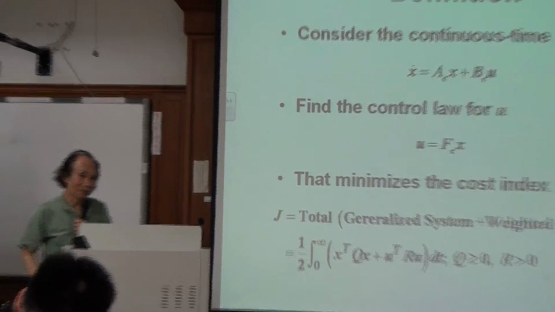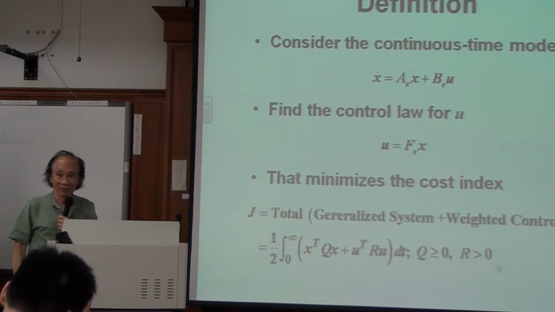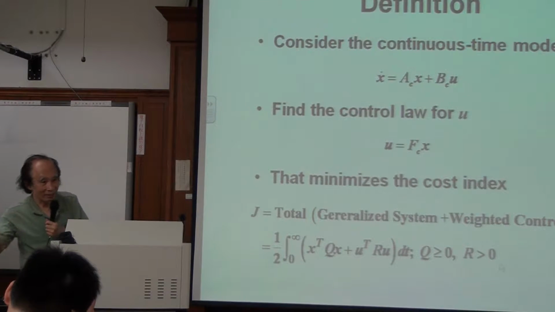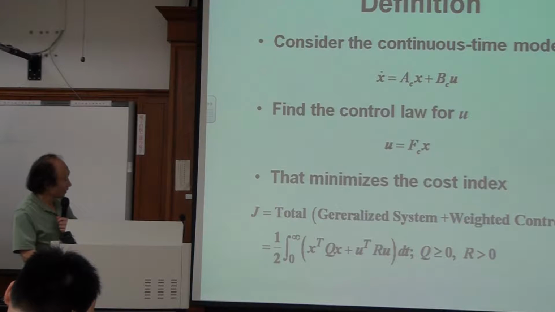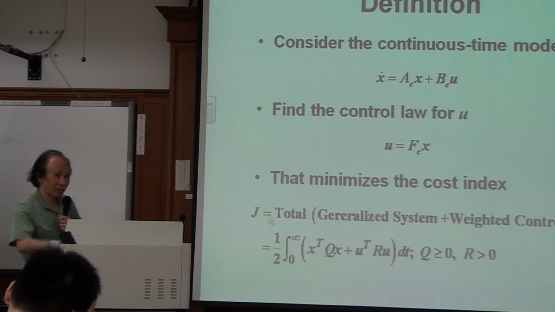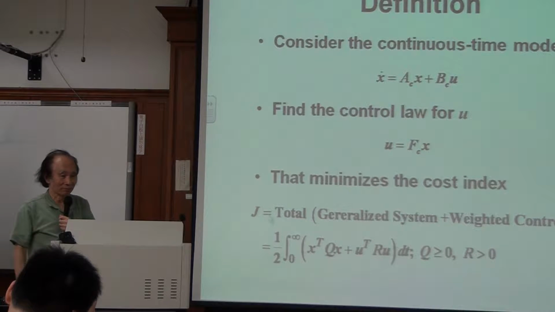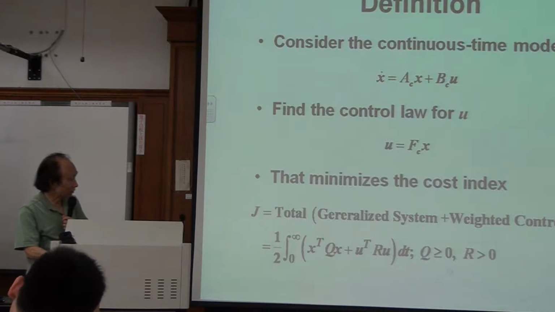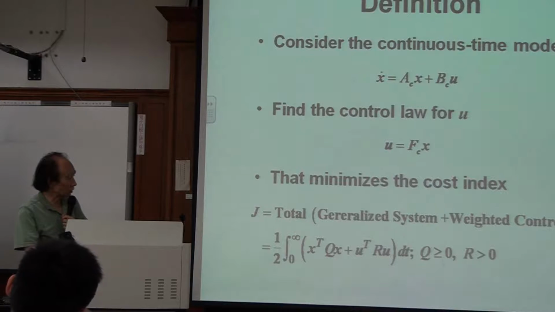R must be larger than 0. J cannot be negative. J cannot be 0. Because J, the cost index, cannot be less than 0, it has to be larger than 0. Because of that, if I have this constraint, if I require Q larger or equal to 0 and R larger than 0, that means J will never be negative.